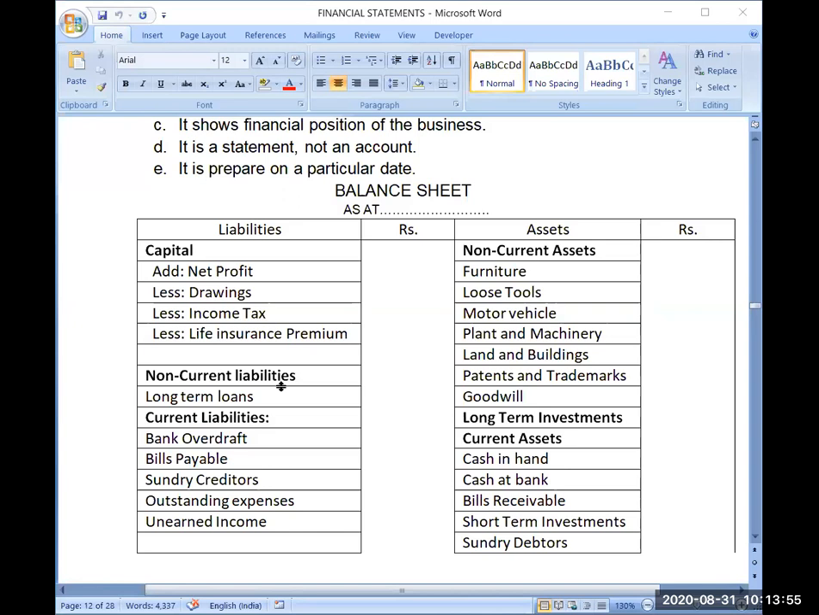Then unearned income, the income which you received in advance. But because you have not earned that income, that's why it is written as unearned income. Or you can say income received in advance. Yes, please. Liability side, any query for any point?